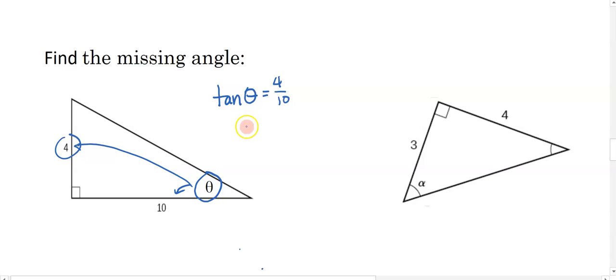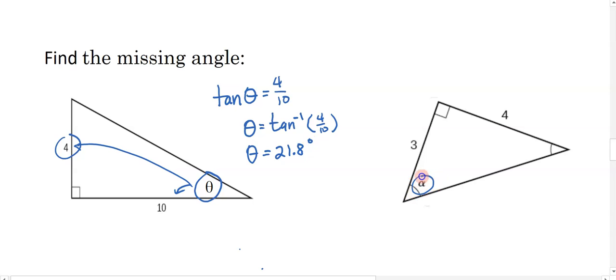So to find theta, I take the tan inverse of the ratio. I don't even have to write 0.4. I can just leave it as a fraction, and when I type it into my calculator, I go tan inverse bracket 4 divided by 10 close bracket. Right? That's nice and accurate. And so I get 21.8 degrees, or rounded off to the nearest degree would be 22 degrees.